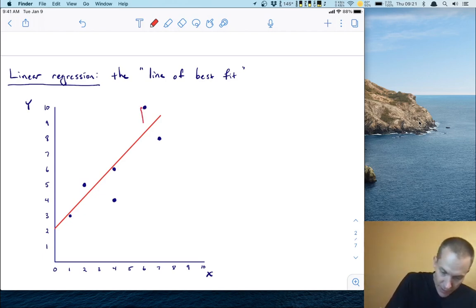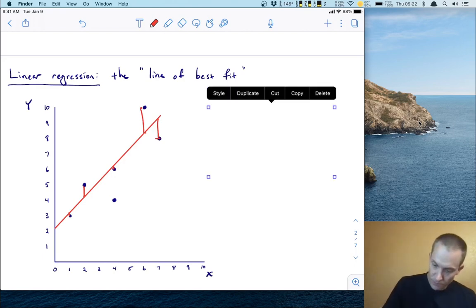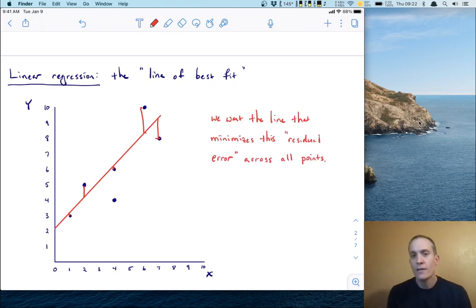There is this little bit of residual error. And in fact, there's some residual error here, a little bit of residual error there, and some residual error there, as well as there. Every one of these 6 data points falls off of this line of best fit by some positive or negative amount. So I want to, in a sense, minimize those residuals. I want the line that is going to minimize this residual error across all the points.